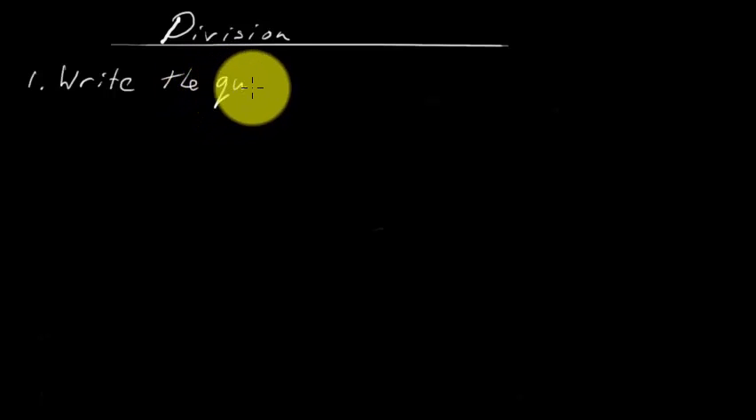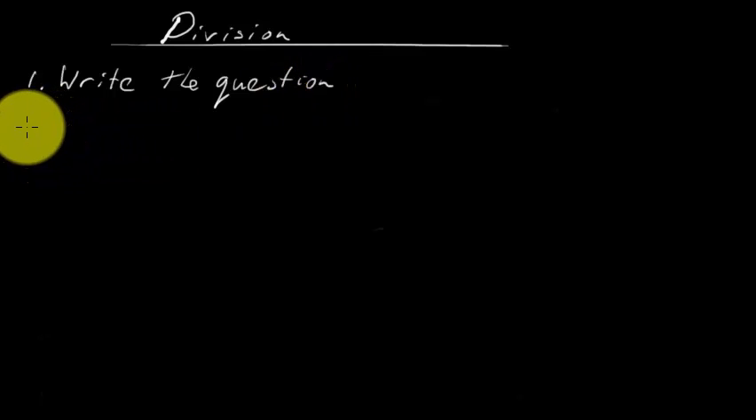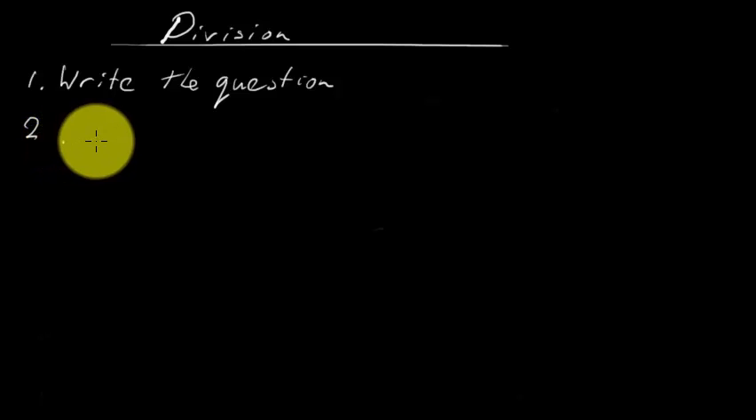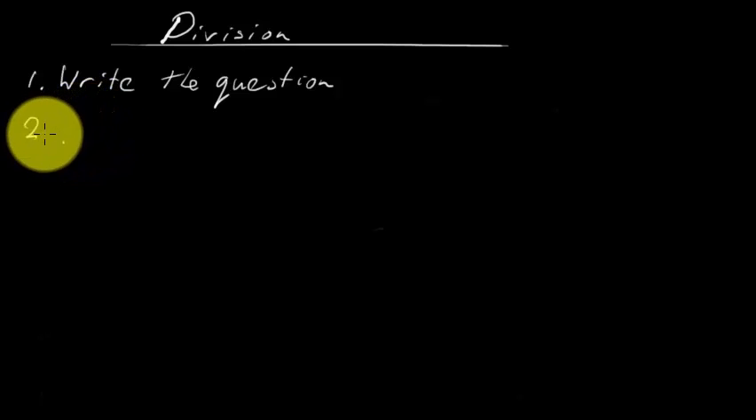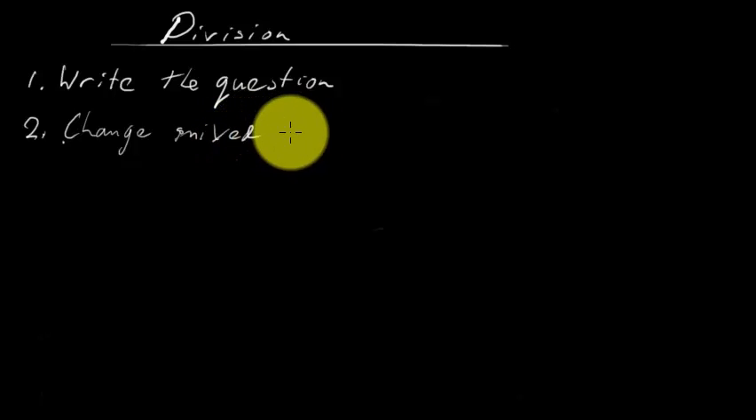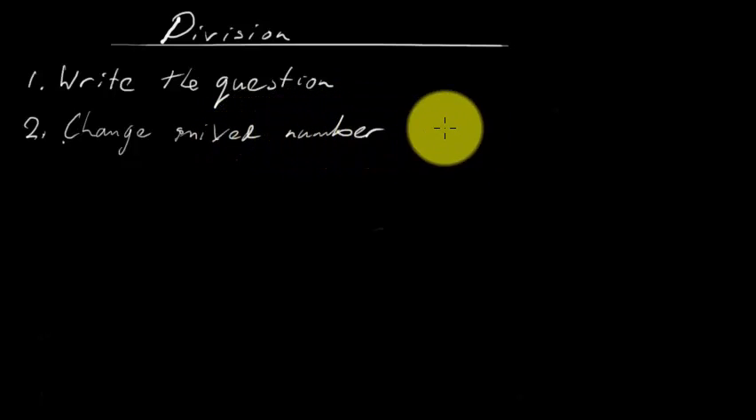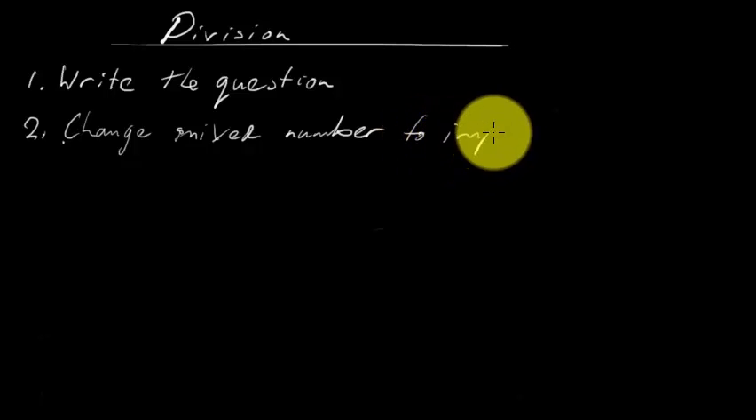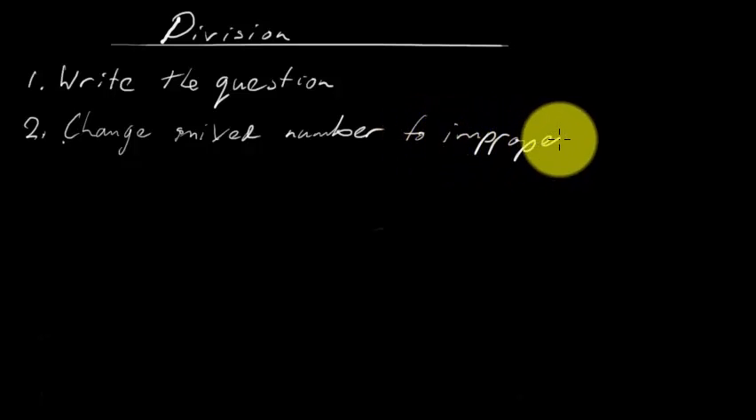So the first step is the same as multiplication, and that's simply to write the question from your textbook into your exercise book. So we're writing the question, and then we're changing mixed numbers to improper fractions, just as we did for multiplication. So change mixed numbers to improper fractions, same as for multiplication.